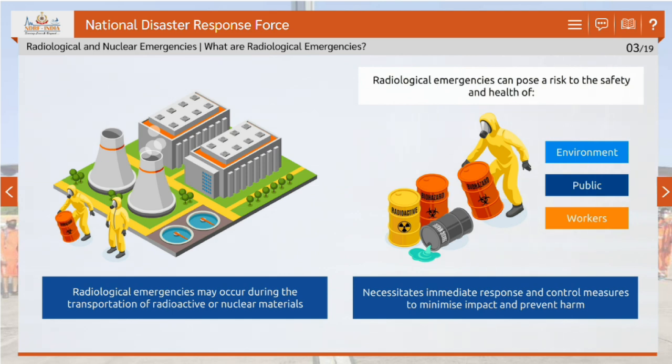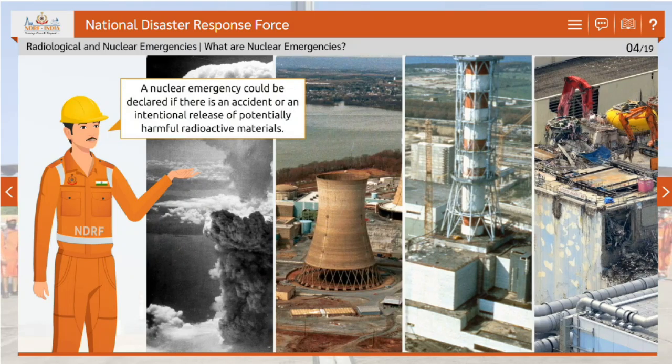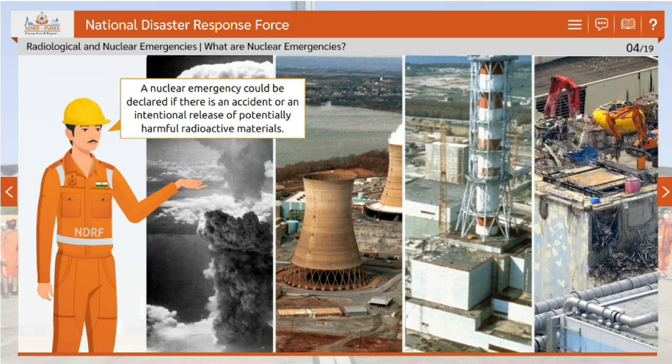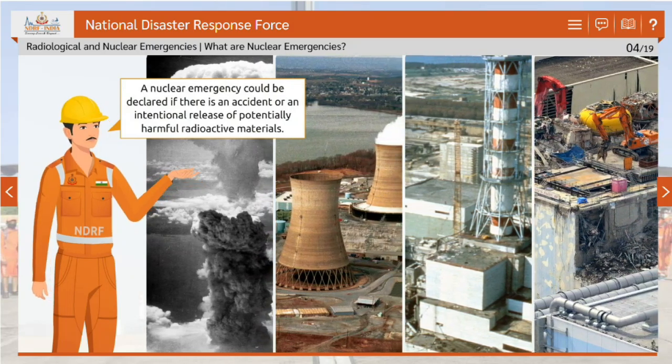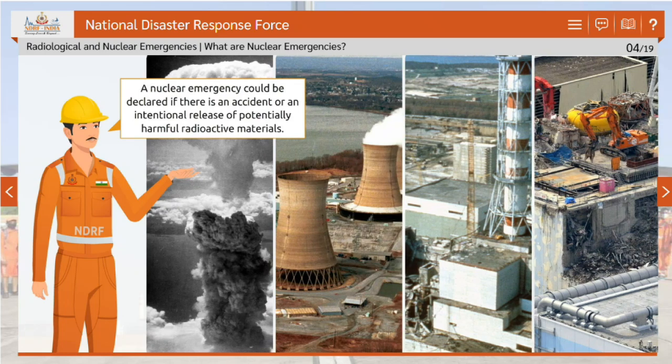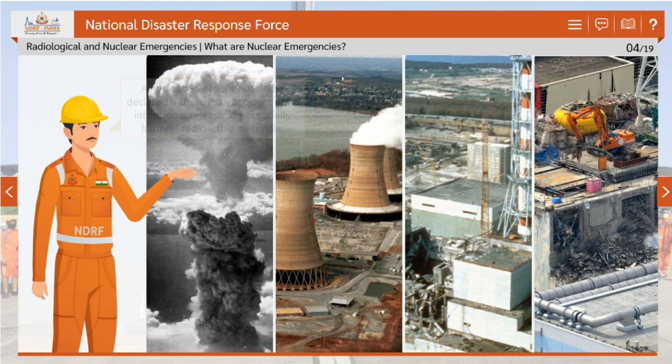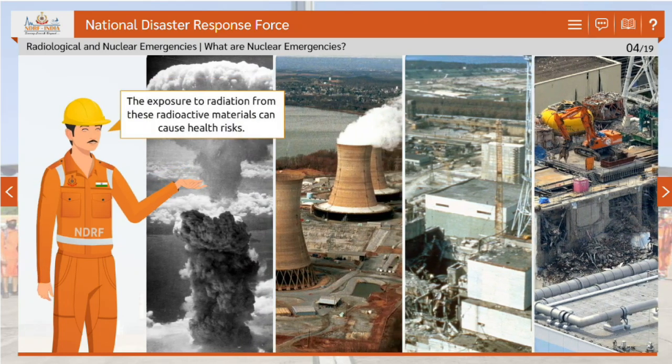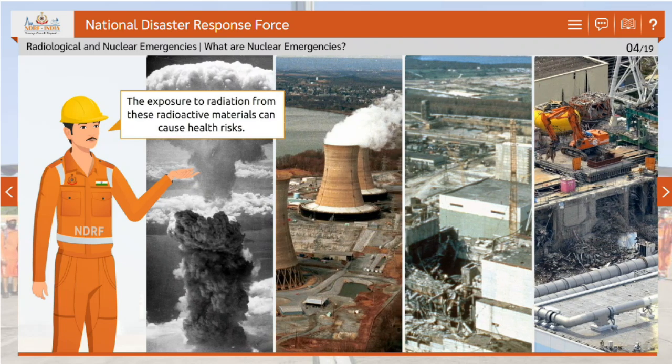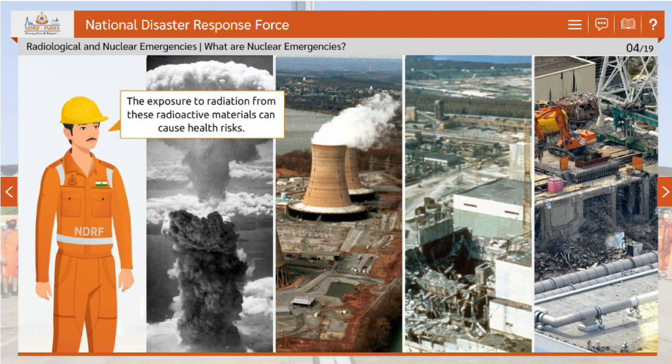Let us next learn about nuclear emergencies. A nuclear emergency could be declared if there is an accident or an intentional release of potentially harmful radioactive materials. The exposure to radiation from these radioactive materials can cause health risks.